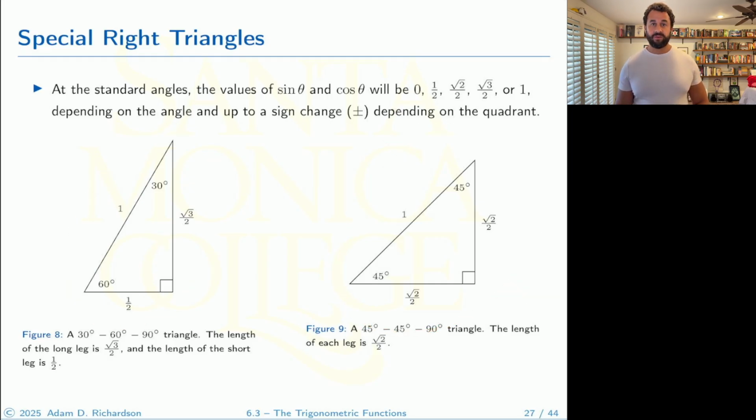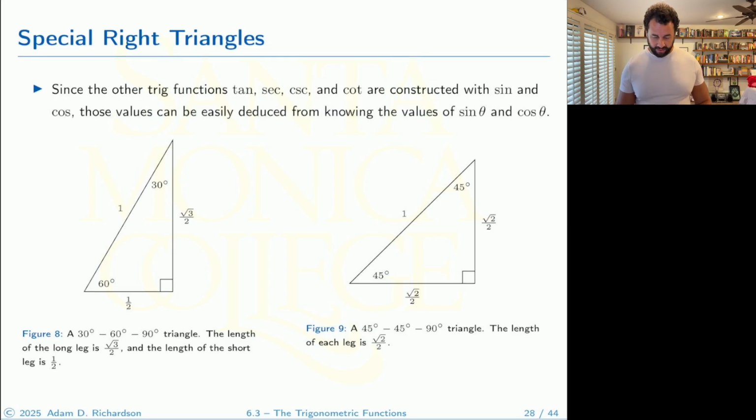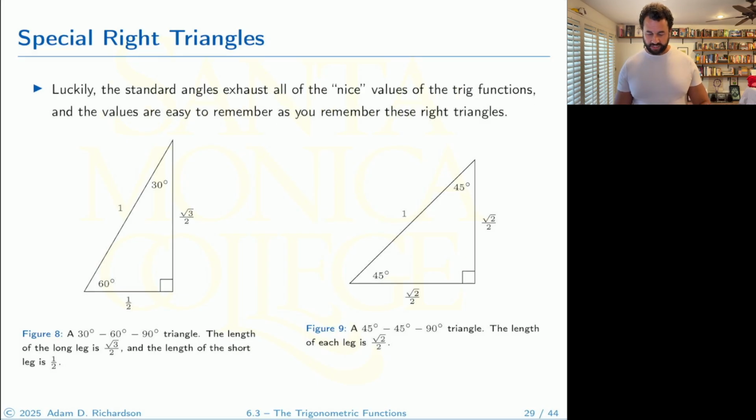Just commit those to memory, and then these will be the lengths. These will be the sine and cosine values, plus or minus. Once you know sine and cosine, you get all the other trig functions for free: tangent, cosecant, secant, cotangent. All right. So all the others will be easily deduced from just knowing these triangles and those standard angles, okay? We're going to see several examples of that in a minute.